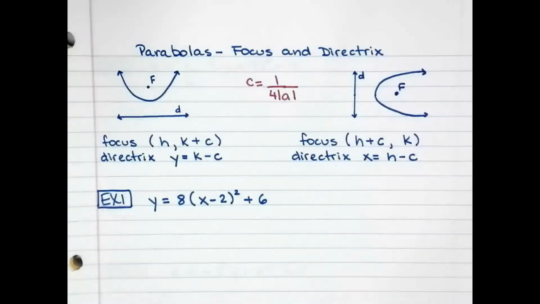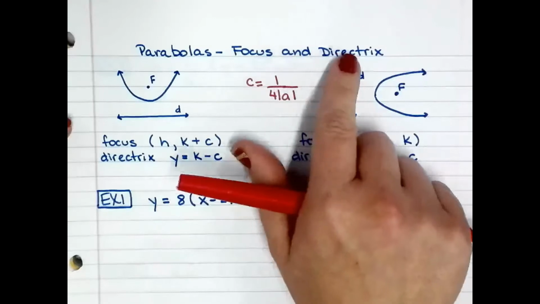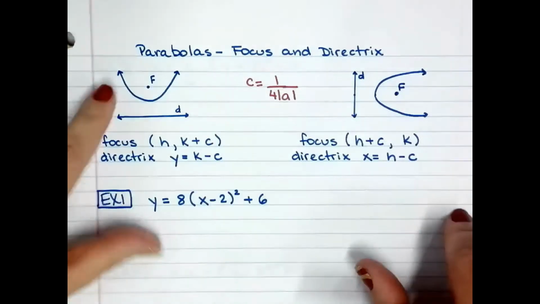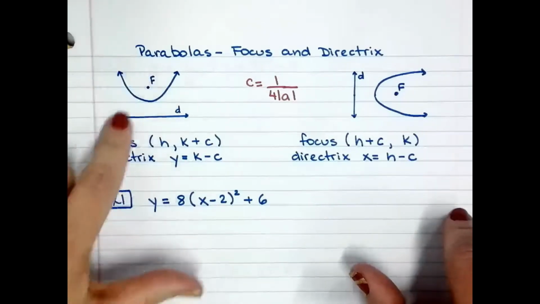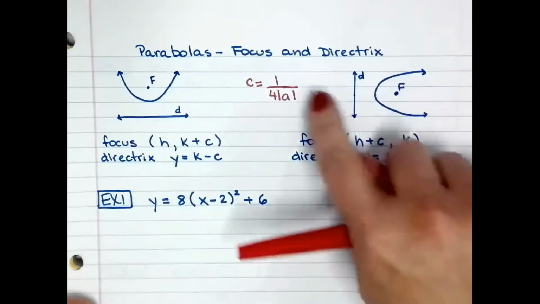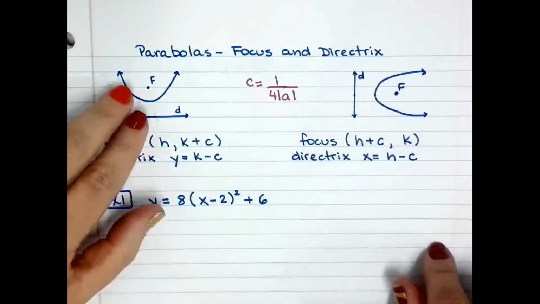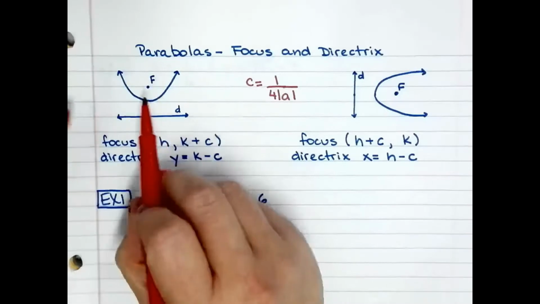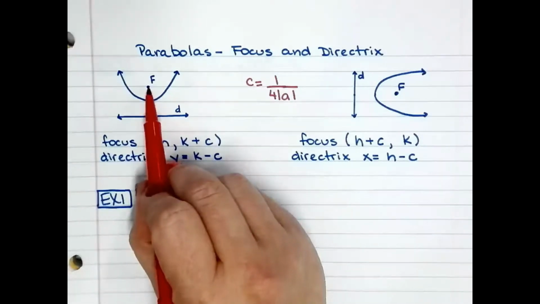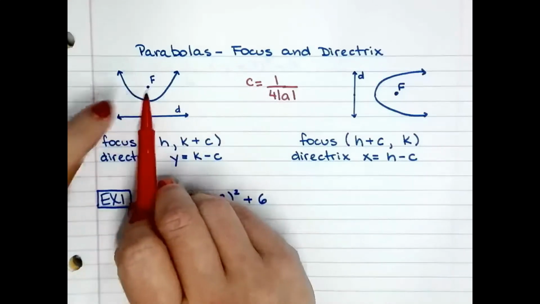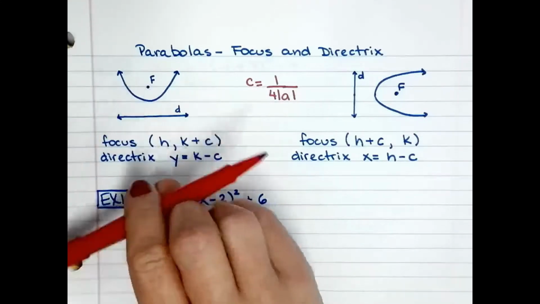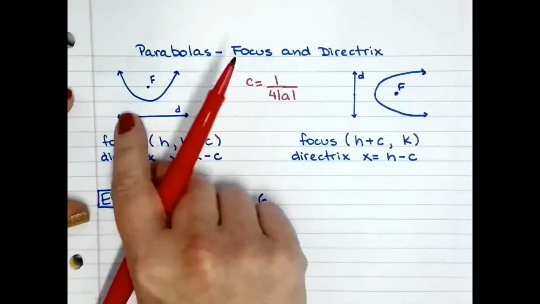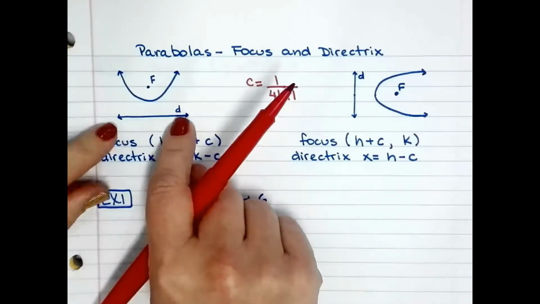Hello. In this video, we will learn how to find the focus and directrix of parabolas, either opening up or down, or right and left. So the focus is that point right there inside the parabola. It's always going to be inside the parabola. Now the directrix is this line outside the parabola.